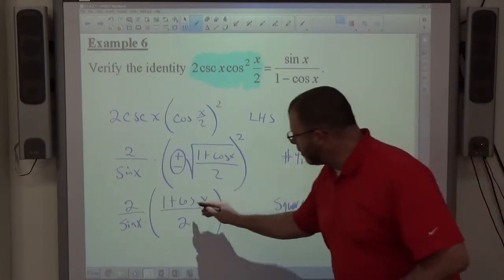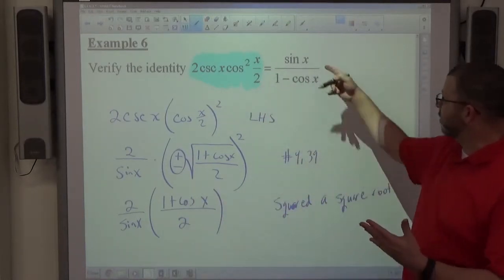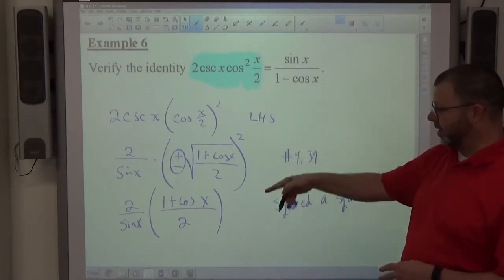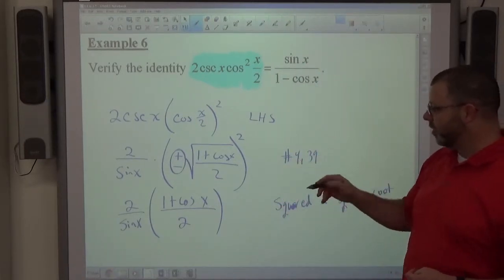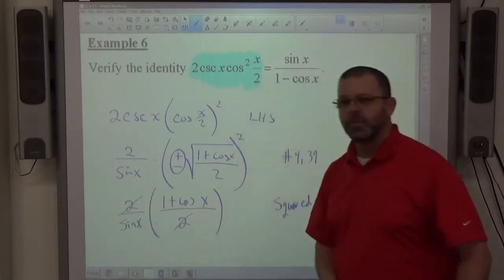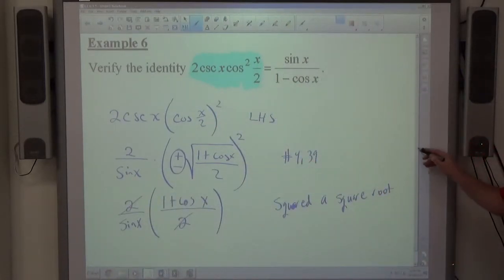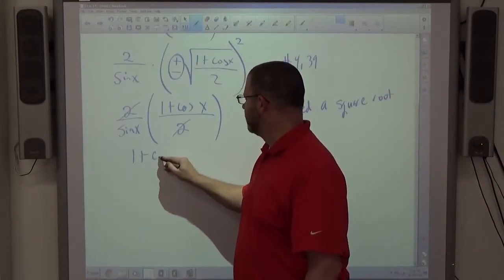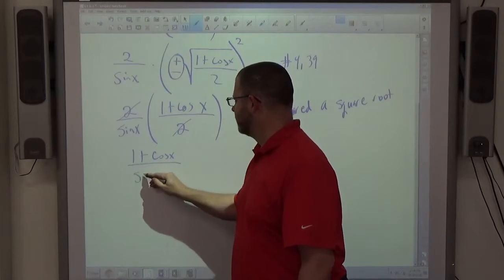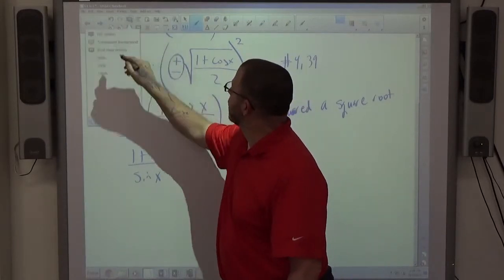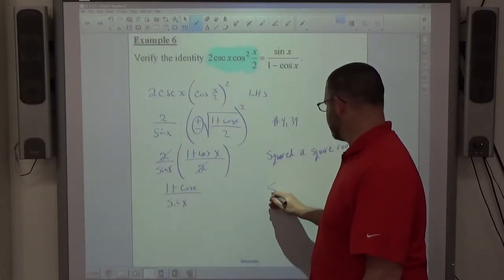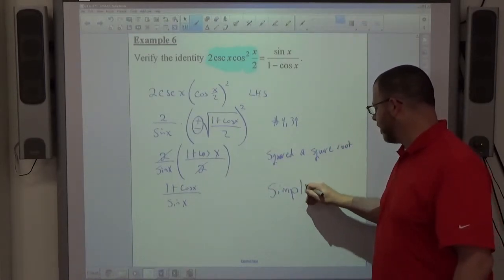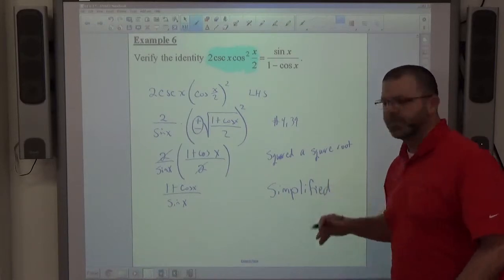All right. So I'm to this point now. Looking at it, it's looking pretty positive here, right? It's not the same, but at least I've got sine and cosine in the expression. The 2's are going to cancel out, and that gets me to 1 plus cosine of x over sine of x. And I'm going to put the reason for that as just simplified. Anytime you're just doing basic algebraic steps to make the expression simpler, simplified is a sufficient reason why.